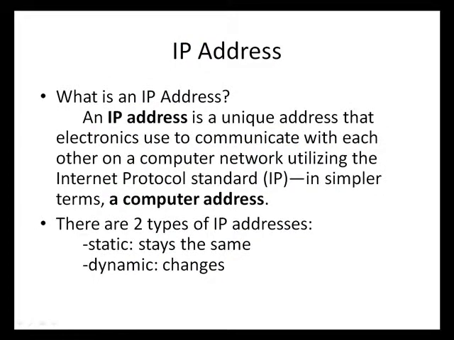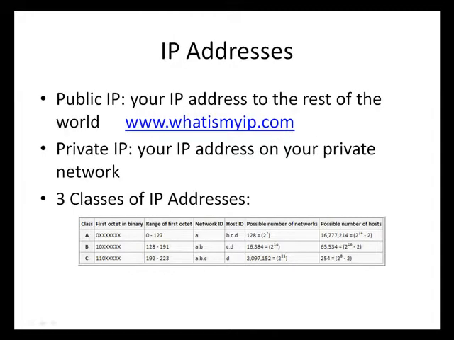What is an IP address? An IP address is a unique address that each computer uses on a computer network to communicate with each other. There are two types of IP addresses, static and dynamic. There are also public IP and private IPs. You can tell what your public IP is by going to a website such as whatismyip.com.